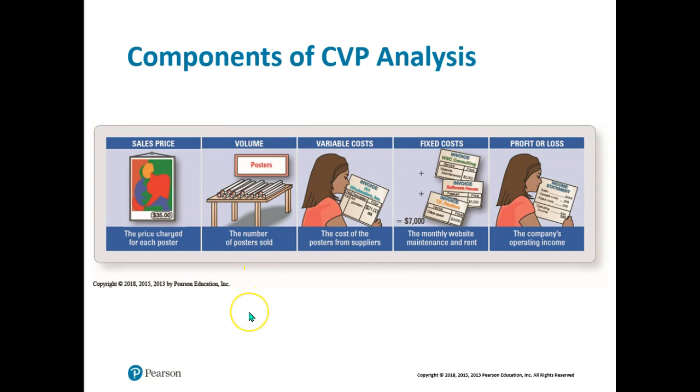So the elements that are in here are, first of all, the selling price, volume, the number that we sell, the cost, okay, what our fixed costs are, monthly website maintenance and rent, that's what this is for a flyer, and then we can figure out operating income. Okay, so volume is an important piece of this. And we take our costs and we have to break them down between variable and fixed.